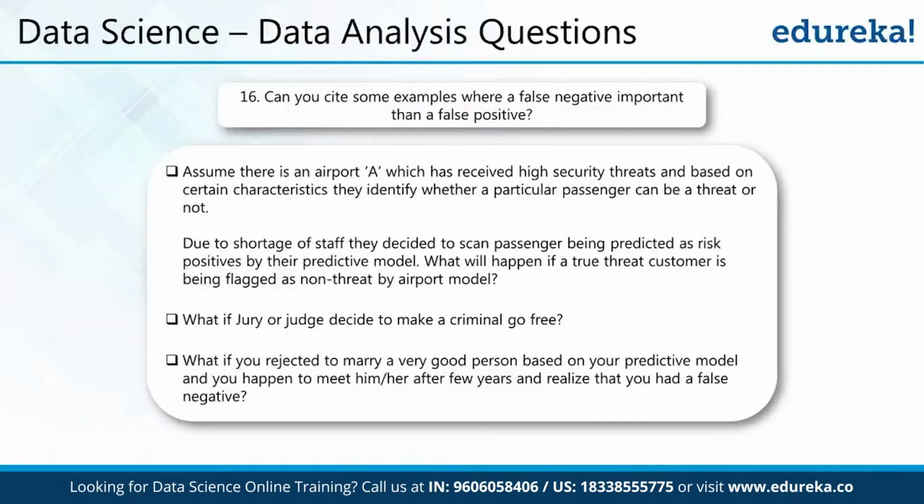And for examples like this, let's say you are building a model where you want to convict a particular criminal based on all the records and the arguments which have happened in court. Let's see what would happen if you make a criminal go free because your model says it's a false negative. Though the person is actually a criminal, your model predicted, based on all the evidence you had, that the person is not a criminal, so you are letting a criminal walk free in society.